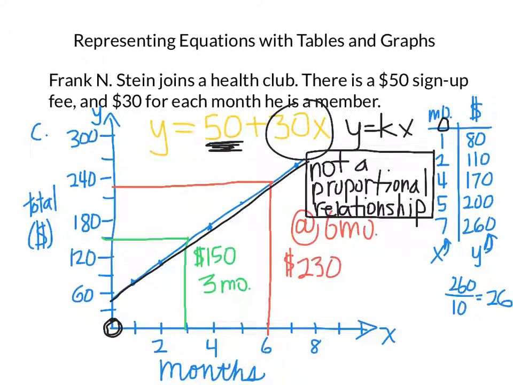Now we could go back on the table and subtract the 30 and get the 0, 50, so I really should mention that we can tell from the table, the graph, and the equation if it's proportional.